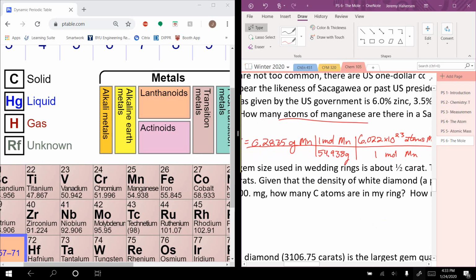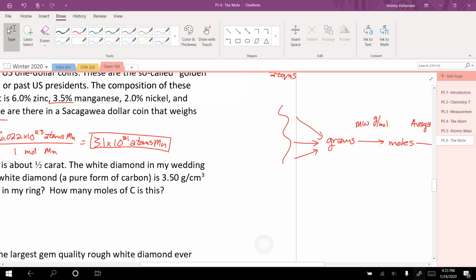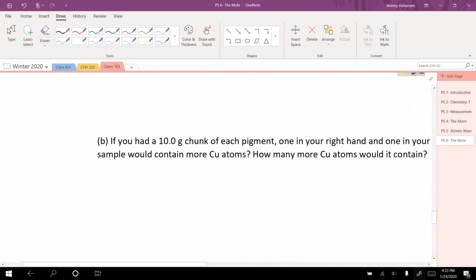So I can simply plug that in. And I got, with 2 significant figures, 3.1 times 10 to the 21 atoms of manganese. There you have it. All right, moving on, number 6.